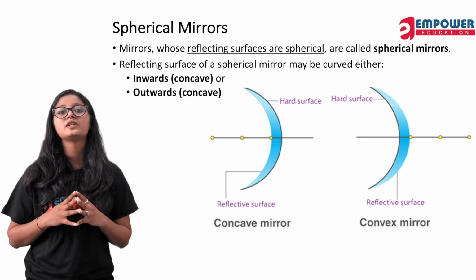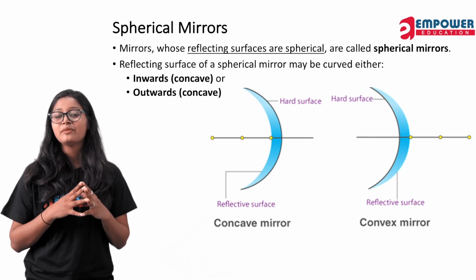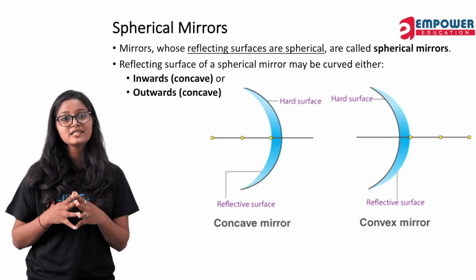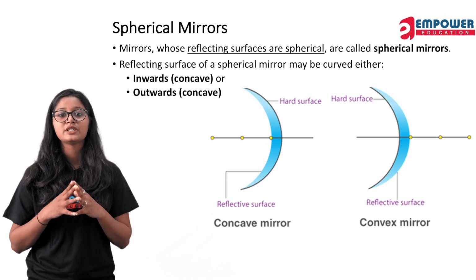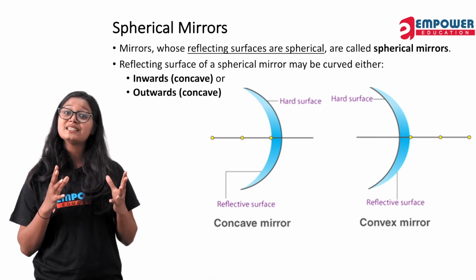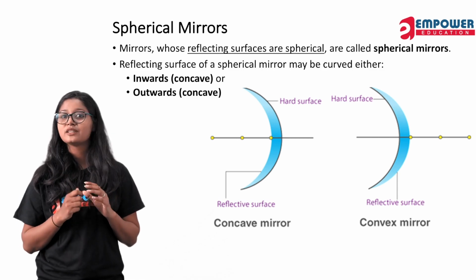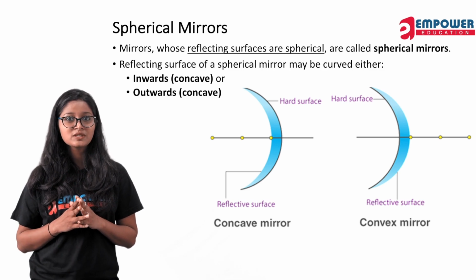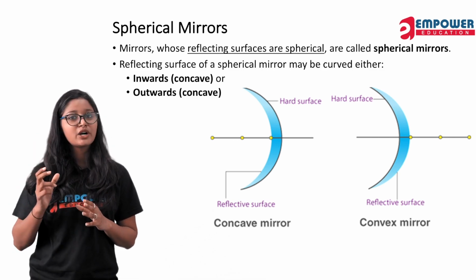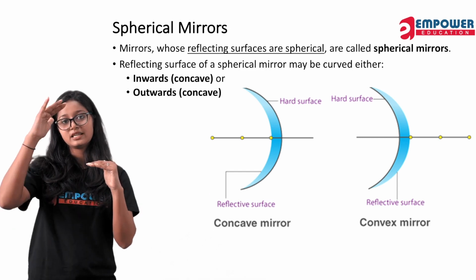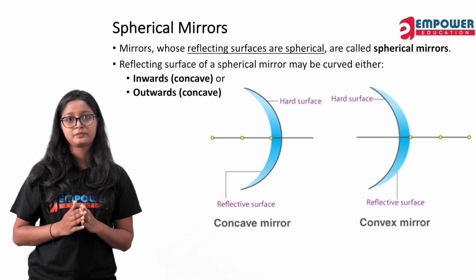Now, what are spherical mirrors? The name itself, that is a spherical mirror, tells us that these mirrors are spherical in shape. To understand what exactly a spherical mirror is, you can have a look at the spoons that you have in your house. You see the curved part of the spoon, you see the inner part of the spoon and the outer part of the spoon.